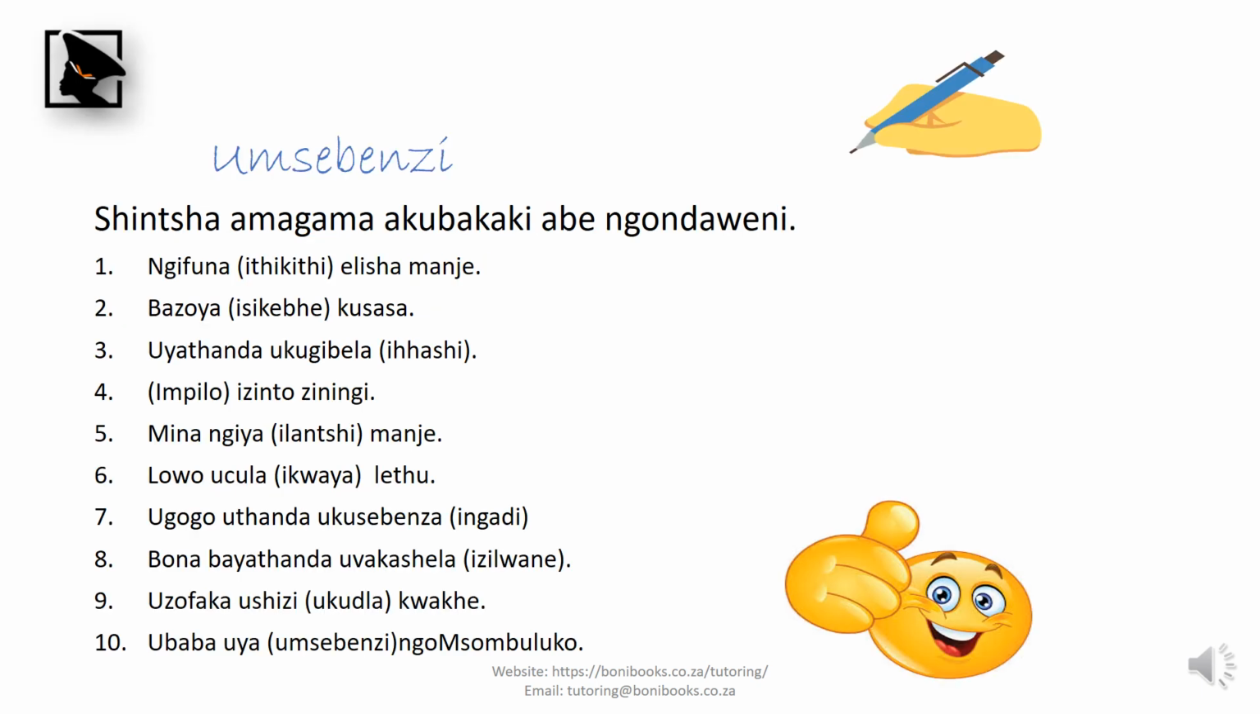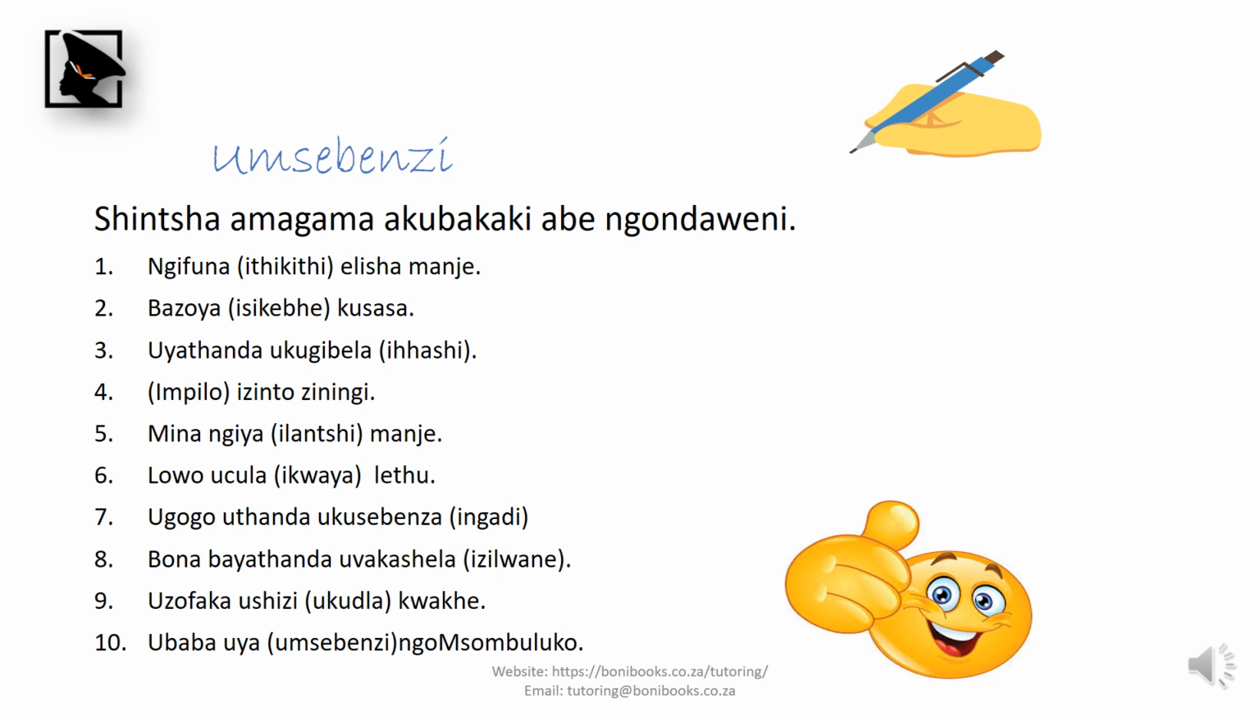What do I have for you? I have this exercise for you. It says shintsha amagama akubakaki abe ngondaweni. So you are going to change those nouns that are in brackets to be locatives. Go back to the rule, think about what we have said, don't open the notes, try to do it on your own without referring to the notes. Try to remember as much as you can from what we've learned today, and then do this exercise.